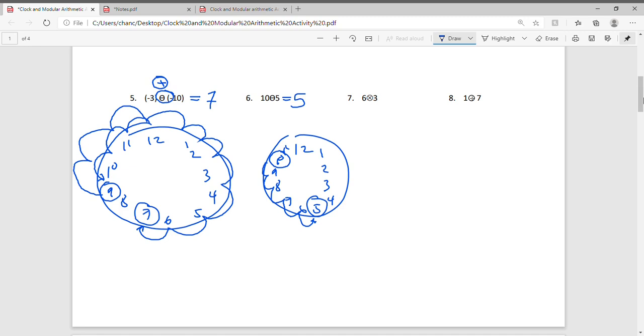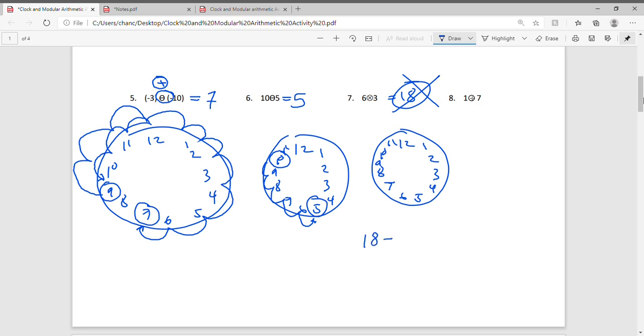For 6 times 3 in clock arithmetic, we will again look at our clock. Now 6 times 3 is equivalent to 18, but 18 does not exist in clock arithmetic, so 18 is wrong. But where would 18 be? Well, you can count 1, 2, 3, 4, 5, 6 all the way to 18 and figure out where it is if that's what you want to do.